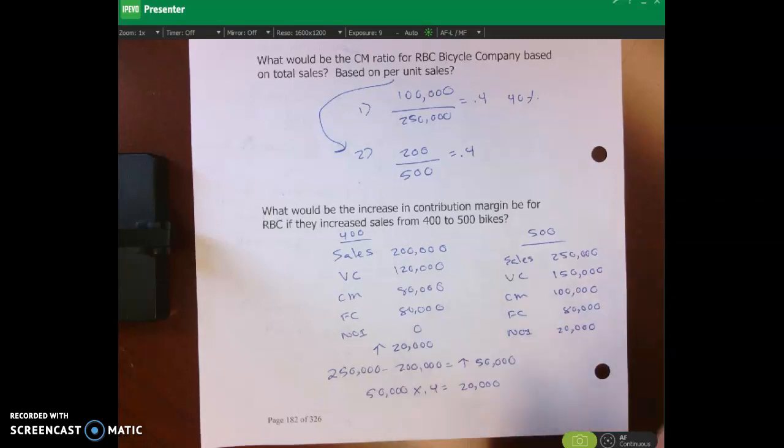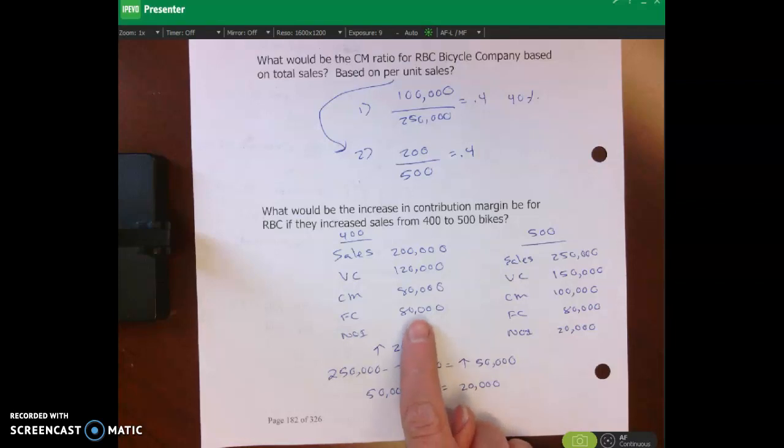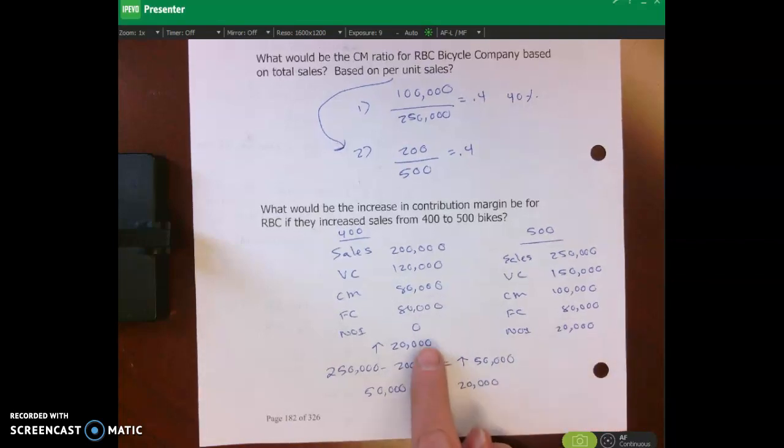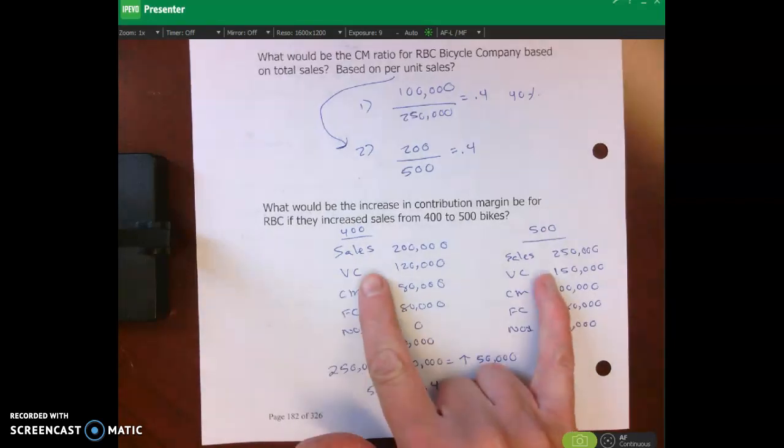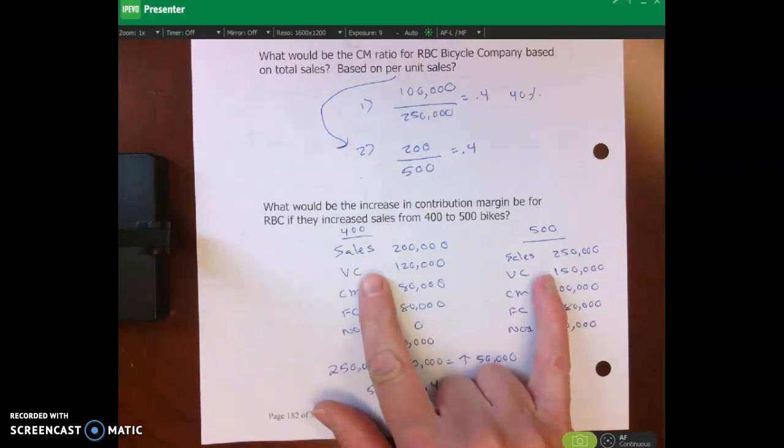And the reason is that at 500 bikes, we're beyond the break even. Remember what I was talking about before: once you go beyond the break even, any contribution margin beyond the break even is net operating income. And we can see that right there. That's one option to solve this problem, to do comparative income statements like this.